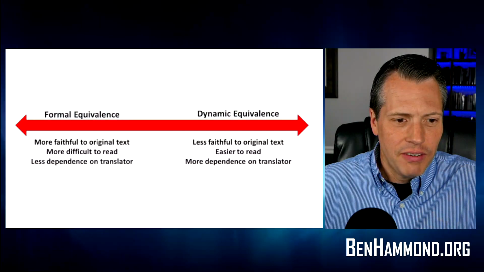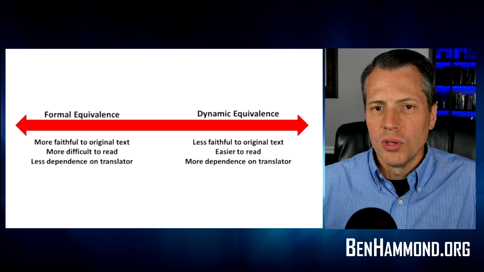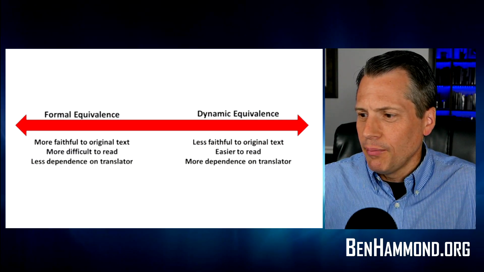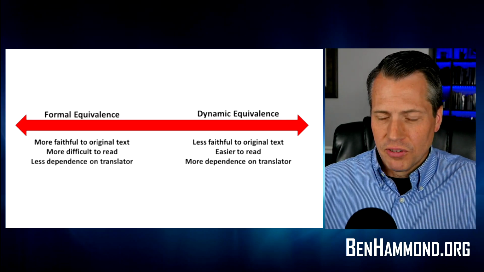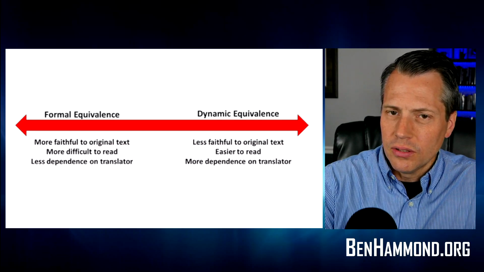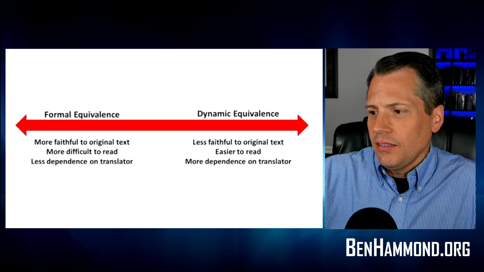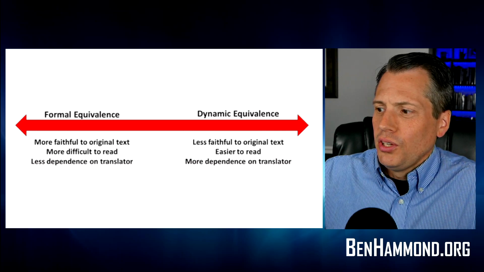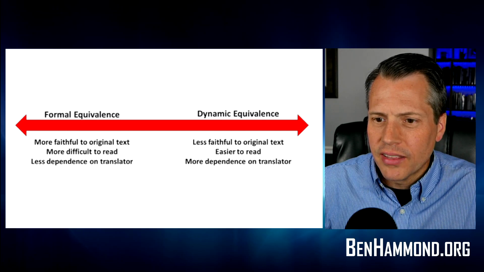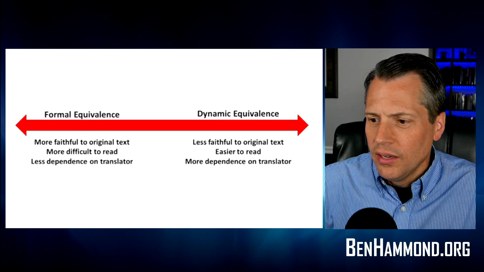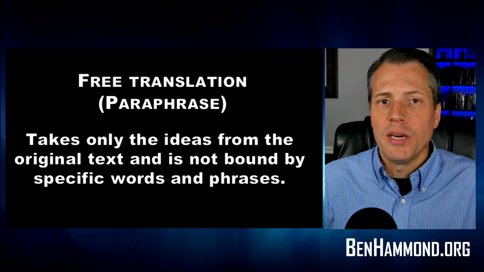So here's one more graphic I want to show you. Here's kind of a continuum. Way on the left side there, we have formal equivalence, and on the right side, we have dynamic equivalence, and your Bible versions are going to fall somewhere in there. Your more literal translated ones will be on the left, and then they'll kind of go along, and your more dynamic equivalence will be way over there on the right. But there is a third method of translation. It's more extreme, and that is called free translation, or paraphrase.